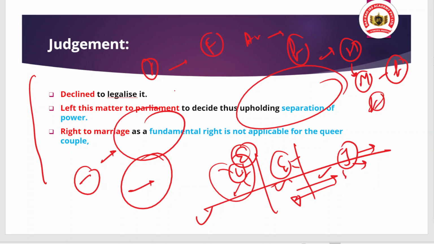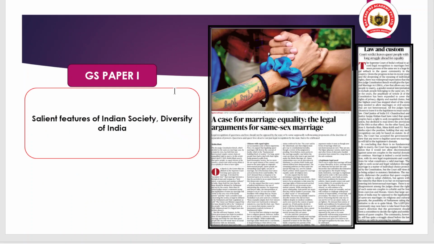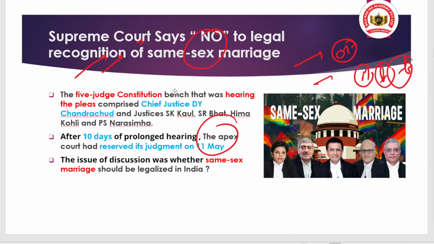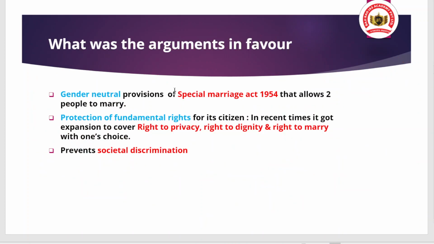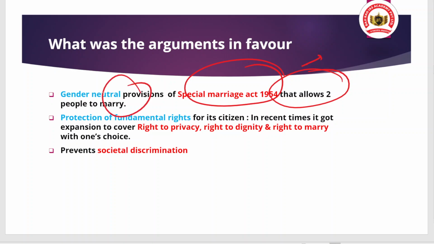So we will be analyzing the pros and cons of this article, and here we have summarized the points from the two articles. That will help you in generating more points for the main answer writing along with the interview. So now we will be understanding the arguments in favor. The petitioners who demanded legalization of same-sex marriage argued that the Special Marriage Act of 1954 basically has gender neutral provisions, meaning the provision allows two people to marry. Here the Supreme Court basically rejected this argument as well.